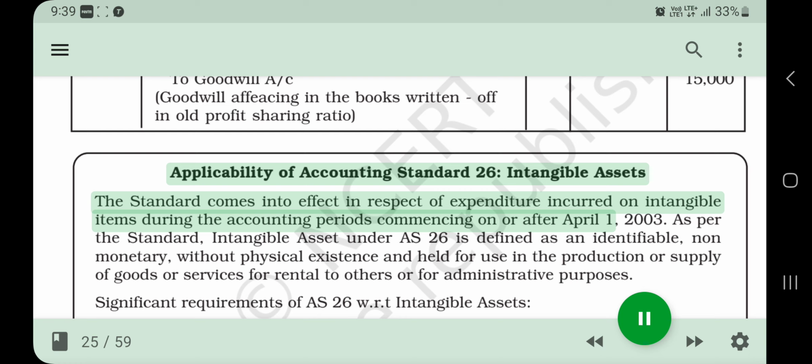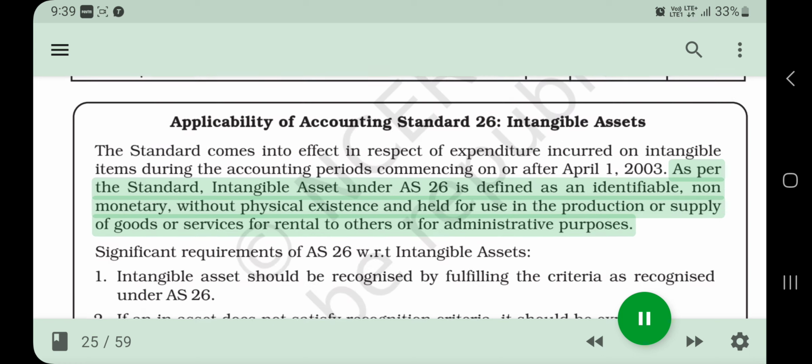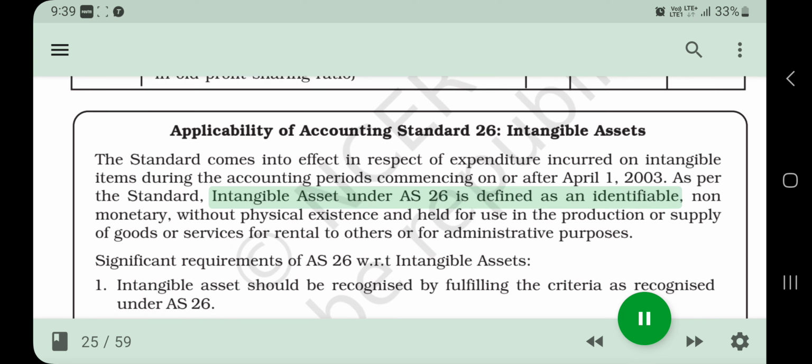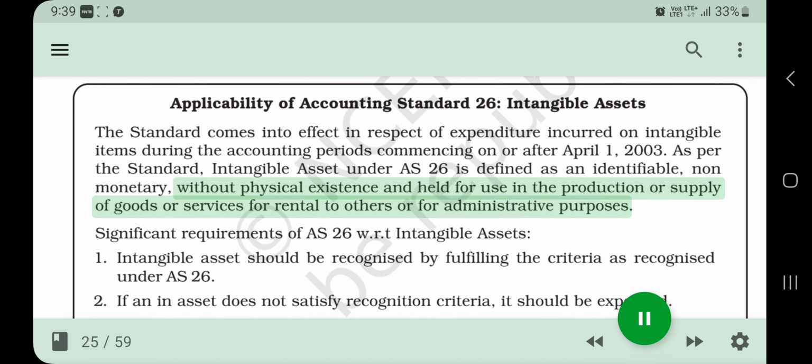Applicability of Accounting Standard 26, Intangible Assets. The standard comes into effect in respect of expenditure incurred on intangible items during accounting periods commencing on or after April 1, 2003. As per the standard, an intangible asset under AS 26 is defined as an identifiable, non-monetary asset without physical existence and held for use in the production or supply of goods or services, for rental to others, or for administrative purposes.